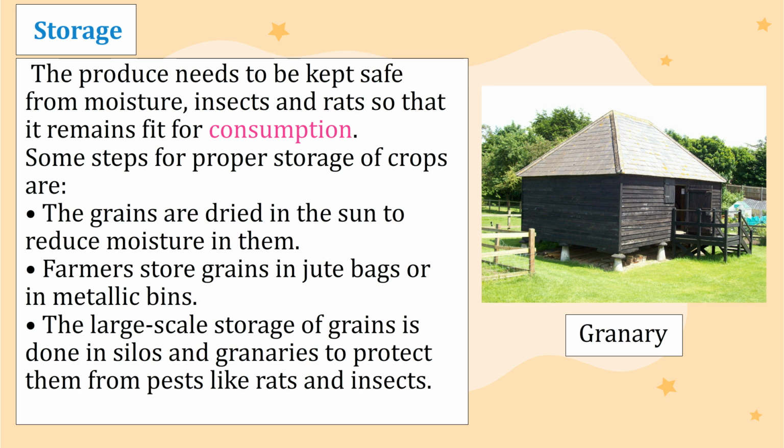Storage. The produce needs to be kept safe from moisture, insects and rats so that it remains fit for consumption. Some steps for proper storage of crops are: the grains are dried in the sun to reduce moisture in them. Farmers store grains in jute bags or in metallic bins. The large-scale storage of grains is done in silos and granaries to protect them from pests like rats and insects. Granary.